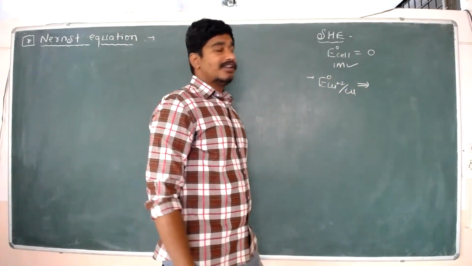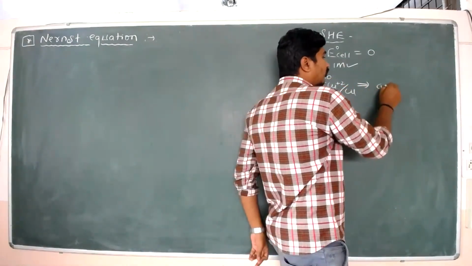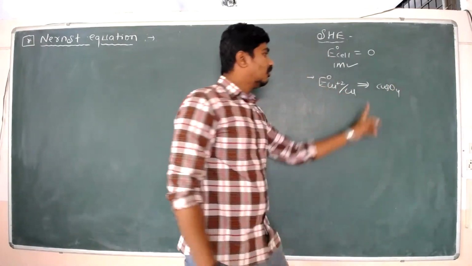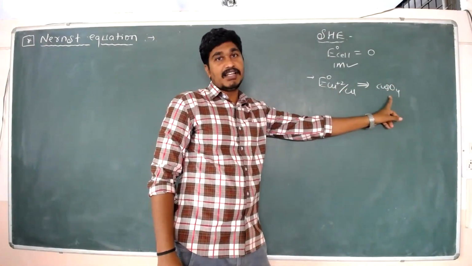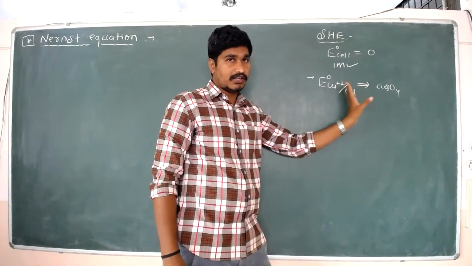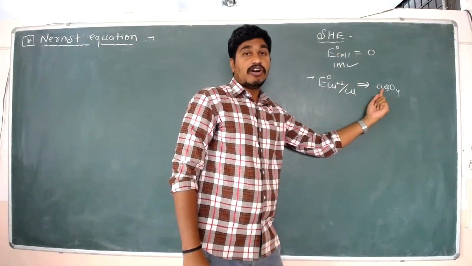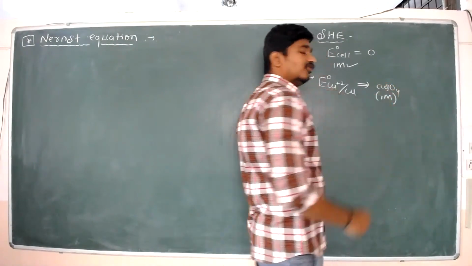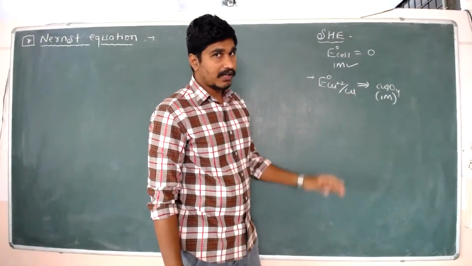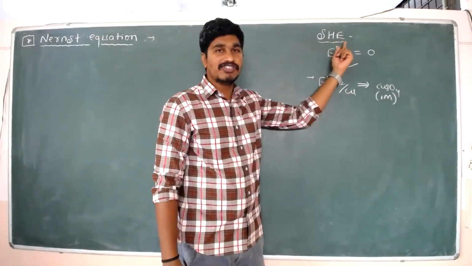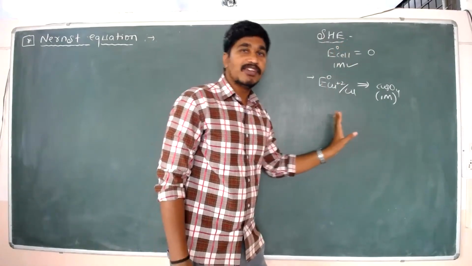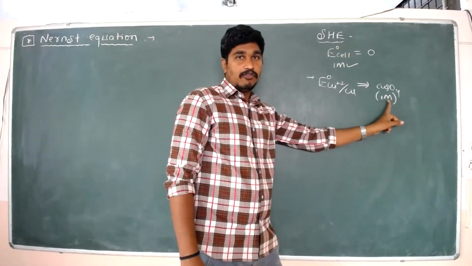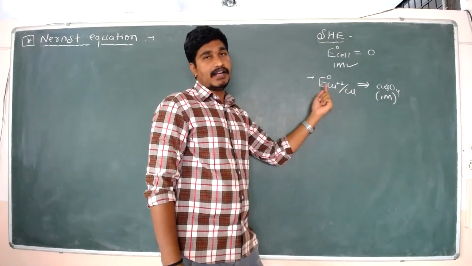What is the condition? Here we are using copper sulfate solution, as we discussed in the applications of the standard hydrogen electrode. What should be the concentration of this copper sulfate solution? 1 M. When you are connecting the half cell with the standard hydrogen electrode, the concentration of the other solution should be 1. Then only we can calculate the standard electrode potential.